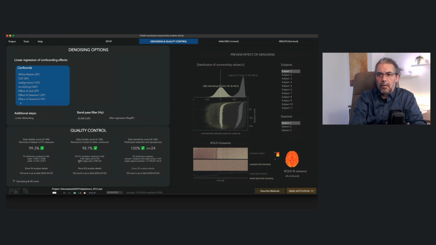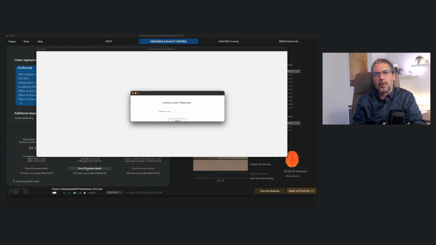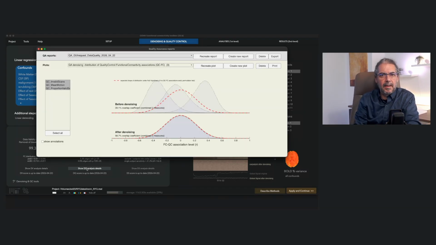If you click on the button Show Data Quality Analysis Details, conn will show you the details of how this data quality score is actually computed by conn. And what conn is showing in these plots is the QC-FC correlations for 3 measures of quality control. Conn looks at the invalid scans, the number of invalid time points for each individual subject across all the functional runs that have been acquired as a measure of the quality of the data for each individual subject separately.